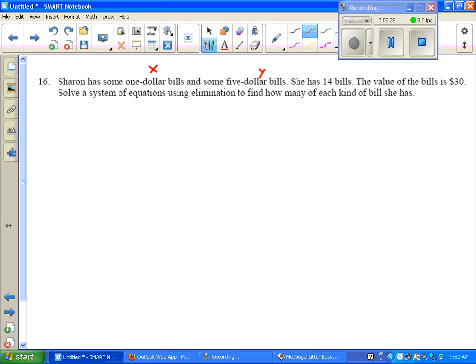So we have X and Y. Now we have some amount of $5 bills and $1 bills. So if it says she has 14 bills, the amount of X plus the amount of Y equals 14. We don't know how much of either one there is, but we know that if we put everything together, if we add them up, we're going to have 14 bills. That's one equation.